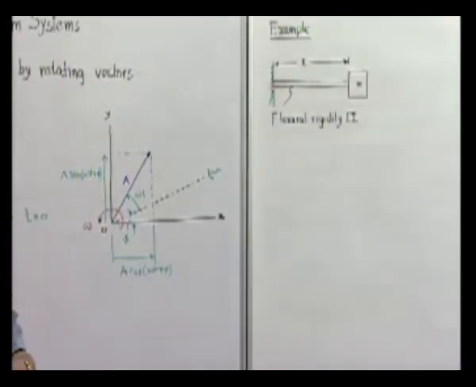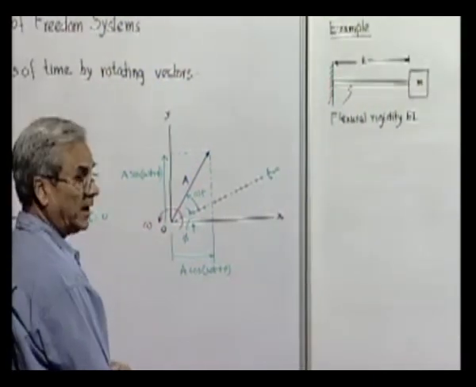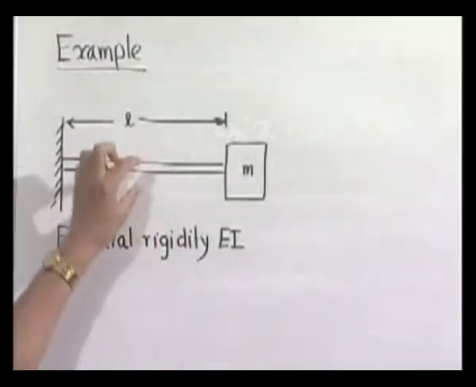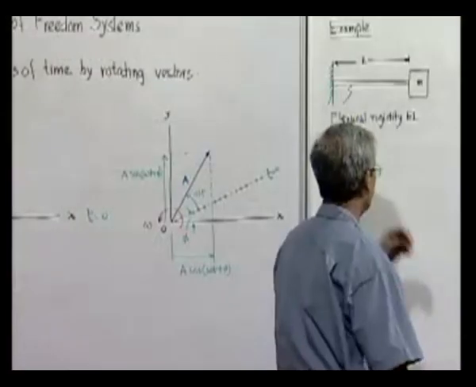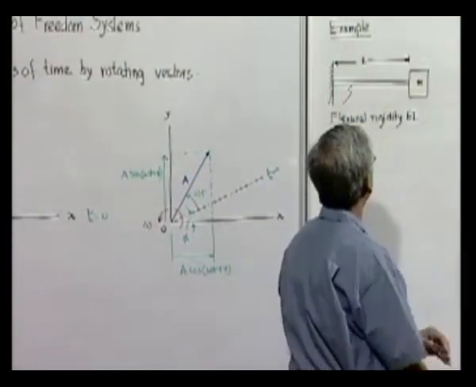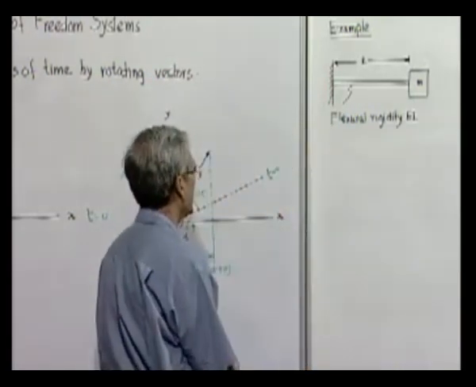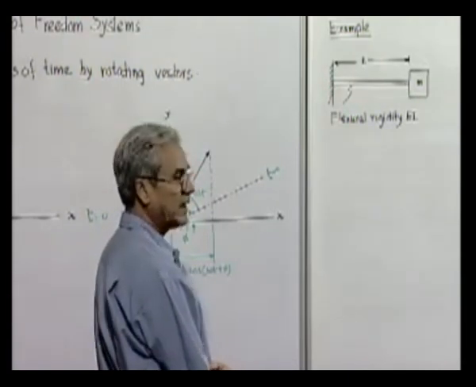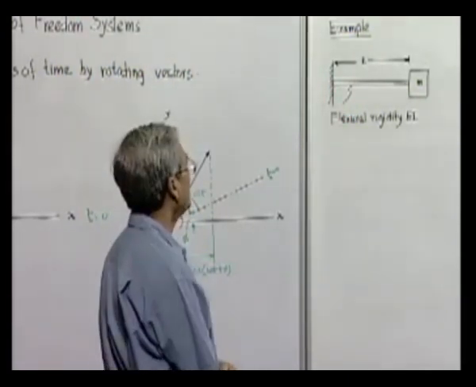So the problem is like this: we have a cantilever beam of length L, and the flexural rigidity, that is the product of its second moment of area of the cross section and the modulus of elasticity of the material, EI. At the free end of the cantilever beam, we have placed a block of mass m. We also mention that the mass of the cantilever beam at this stage we can ignore compared to the mass of the block at the end.